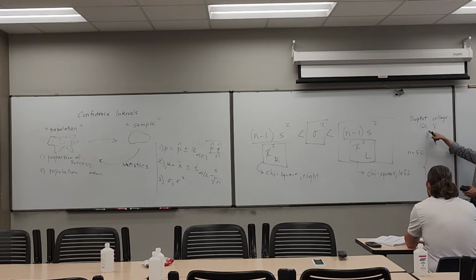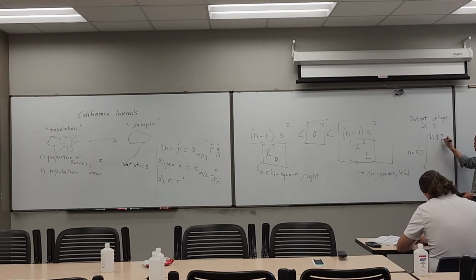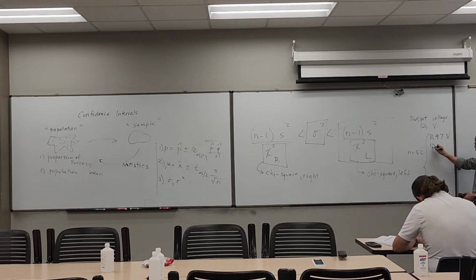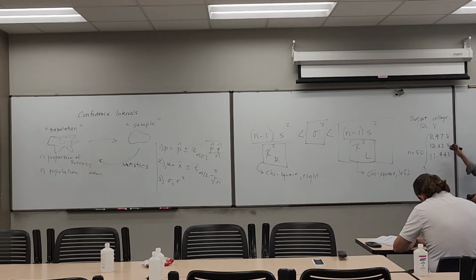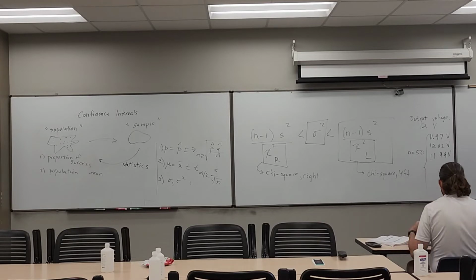And even though the specified output voltage is 12 volts, you're going to have variation around that. So let's say one device will be 11.97 volts, one will be 12.02 volts, and so on. So every device is around 12 volts, but not exactly 12 volts necessarily.